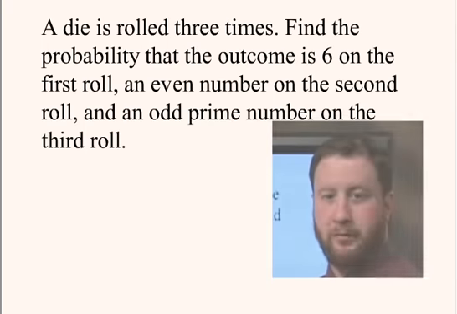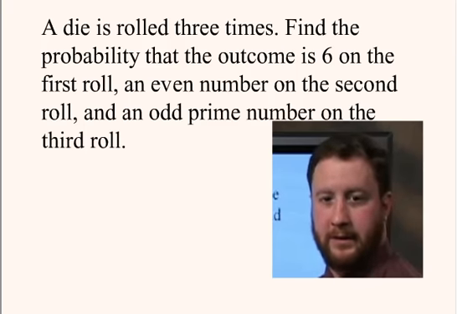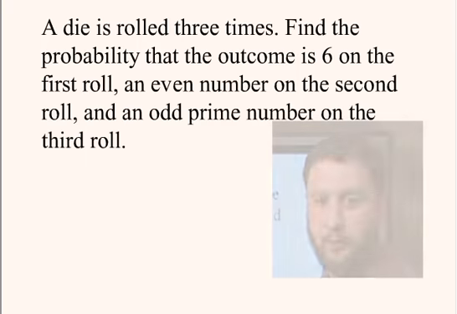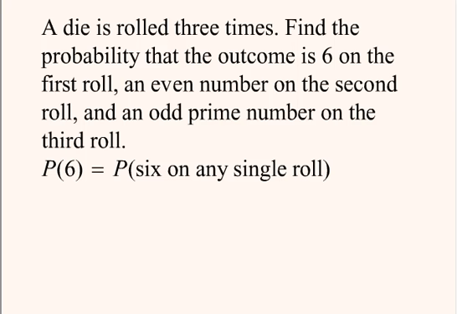A die is rolled 3 times. Find the probability that the outcome is 6 on the first roll, an even number on the second roll, and an odd prime number on the third roll. Let's look at the first roll first.